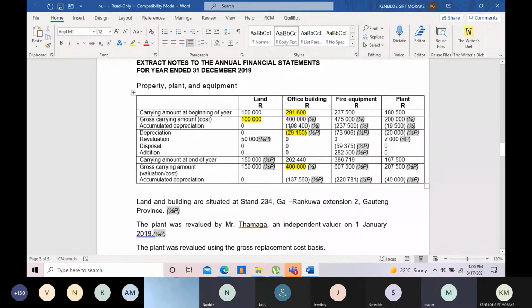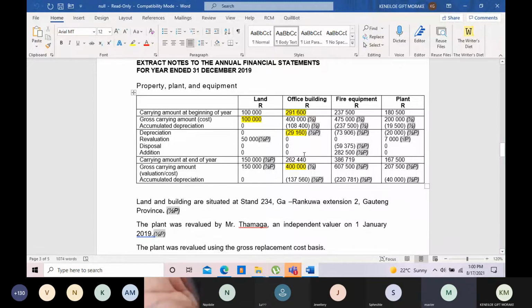So do we have any additions there? No, we don't have any additions. Do we have any revaluations? We don't have them. We have only depreciation here. So then we have carrying amount, we have cost price, which was given, we have accumulated depreciation, which was also given. Depreciation, we calculated this one. Now we don't have the revaluation surplus, we don't have disposal, we don't have additions.